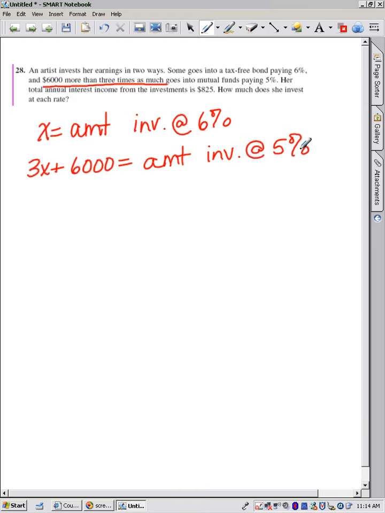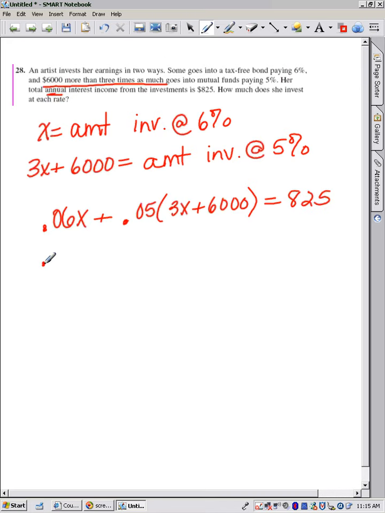So we know that the total interest is $825, so we have to do a similar thing. We have to do principal times rate times time for both accounts, add them up, and set it equal to $825. So principal times rate is 0.06 times X. Our time is 1 year. Plus principal times rate. So we have 0.05 times 3X plus 6,000. And that's equal to $825.